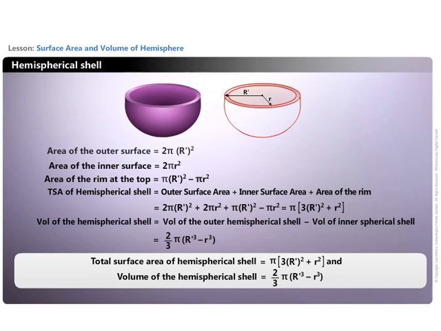Thus, the total surface area of the hemispherical shell is equal to pi times (3r' square plus r square), and the volume of the hemispherical shell is equal to 2/3 times pi times (r' cube minus r cube).